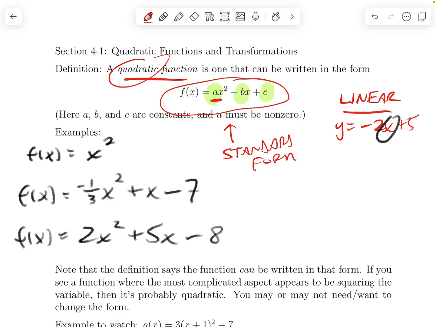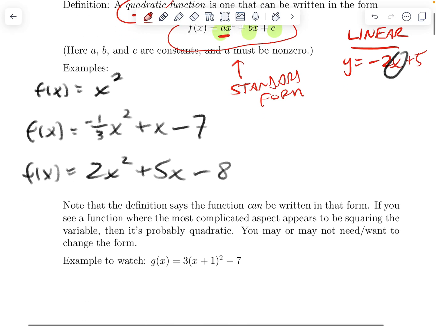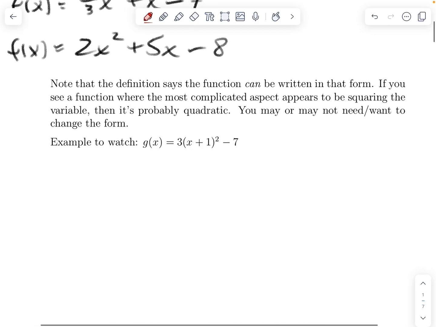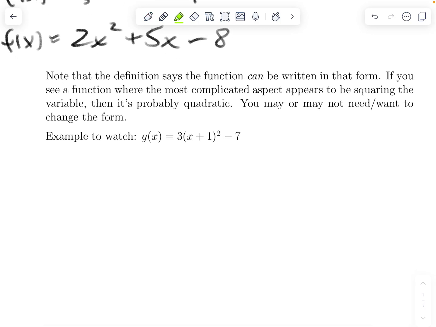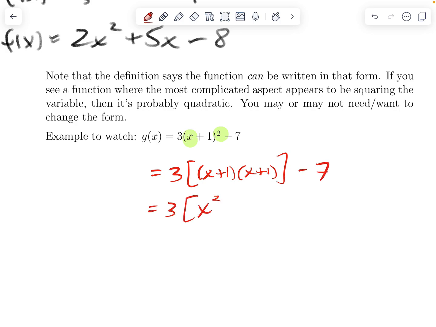Sometimes we will see them in a different form. But if we see a function where the most complicated aspect seems to be there's the variable x and it's getting squared, then that is quadratic. Because for this example, what I could do is I could expand it. x plus 1 squared means x plus 1 times x plus 1. When I FOIL that out, I get x squared plus 2x plus 1 minus 7.